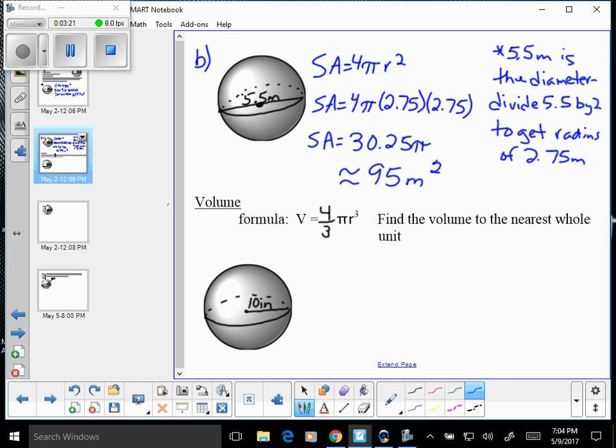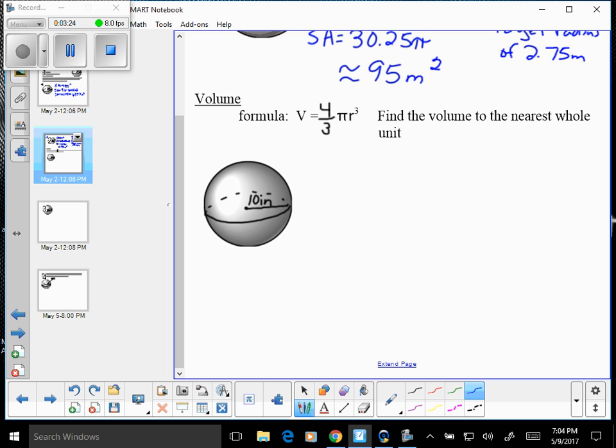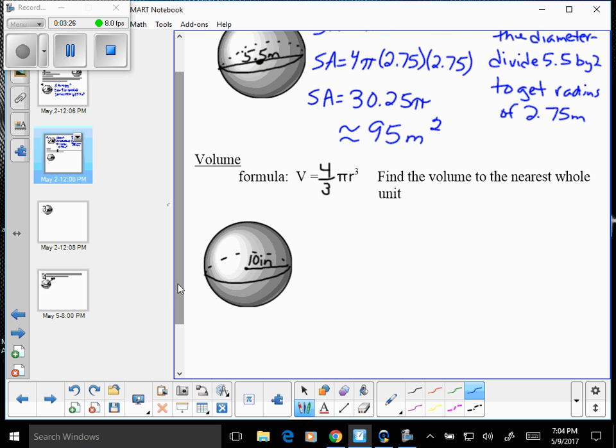Now, the volume formula for a sphere is pretty similar in some ways to its surface area. You still have the 4, only this time you have 4/3, and it's pi times the radius cubed. Since we're working with volume, which is cubic units, we're going to take that radius times itself 3 different times. So we're going to write down 4/3 pi r cubed, and again, you've got to be very careful.